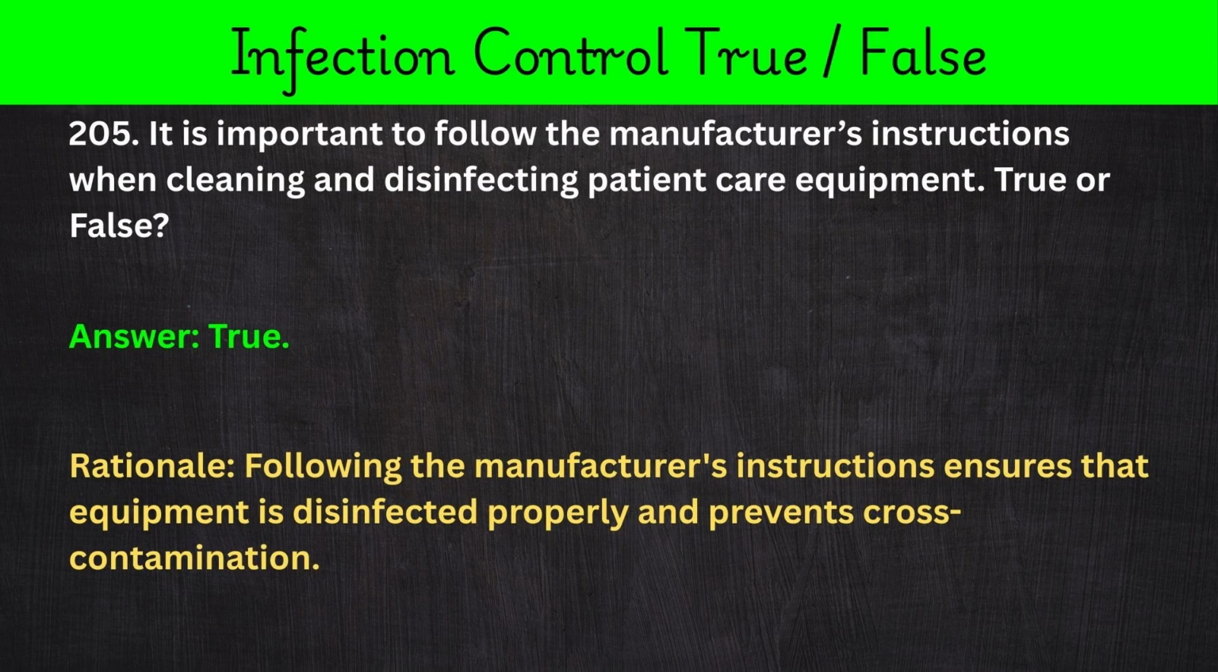205. It is important to follow the manufacturer's instructions when cleaning and disinfecting patient care equipment. True or false? Answer: true. Rationale: following the manufacturer's instructions ensures that equipment is disinfected properly and prevents cross-contamination.